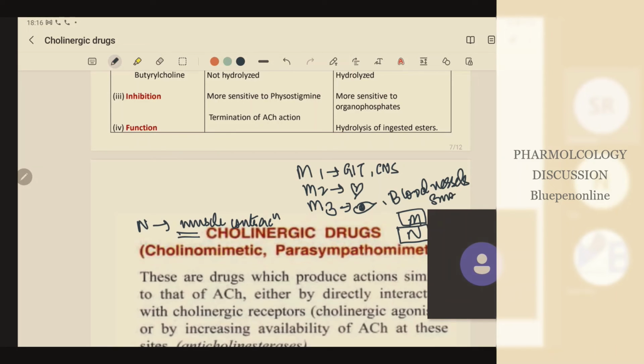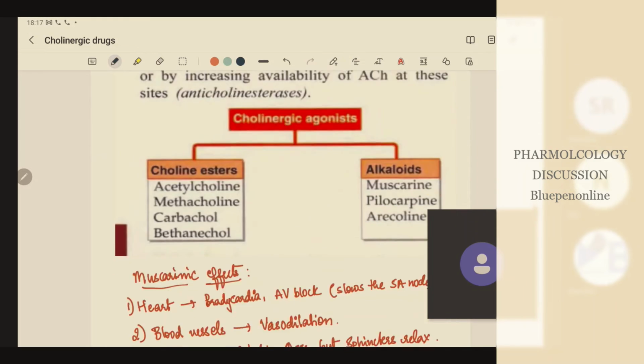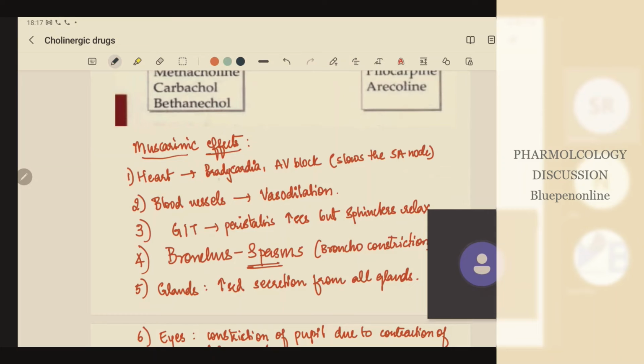We need to know what happens if acetylcholine sits on M1, on M2, on M3. In the heart, it causes bradycardia or AV block, which means it slows the SA node. You remember the big nerve called the vagus nerve, the 10th cranial nerve, which is parasympathetic. It releases this acetylcholine and causes bradycardia and AV block.